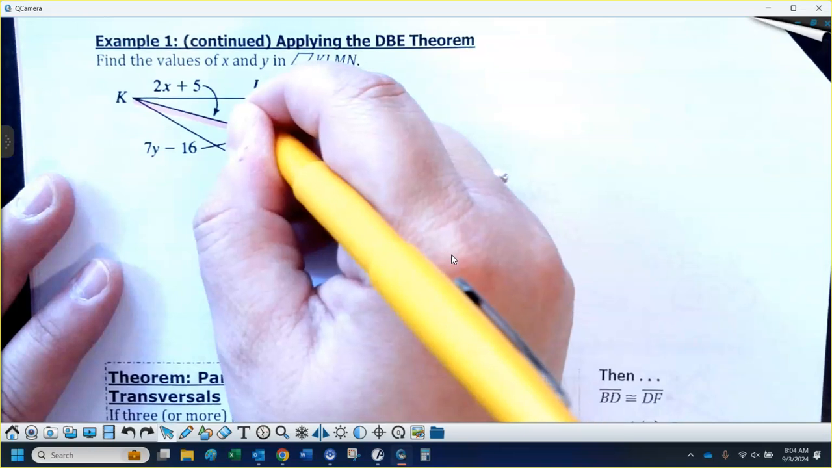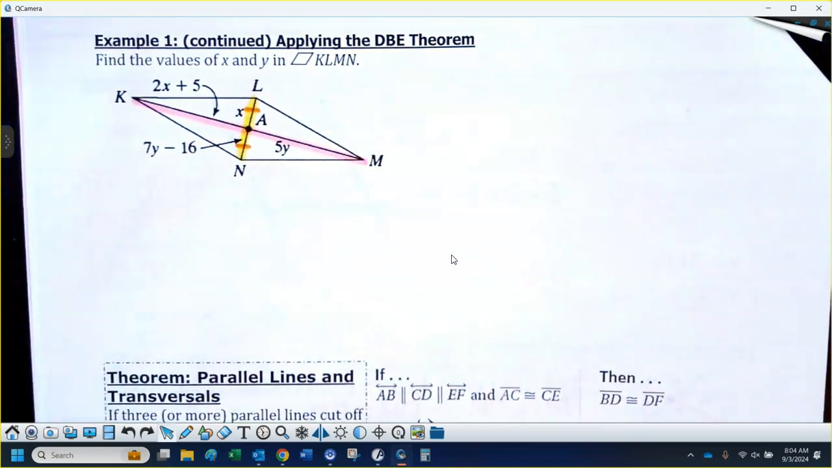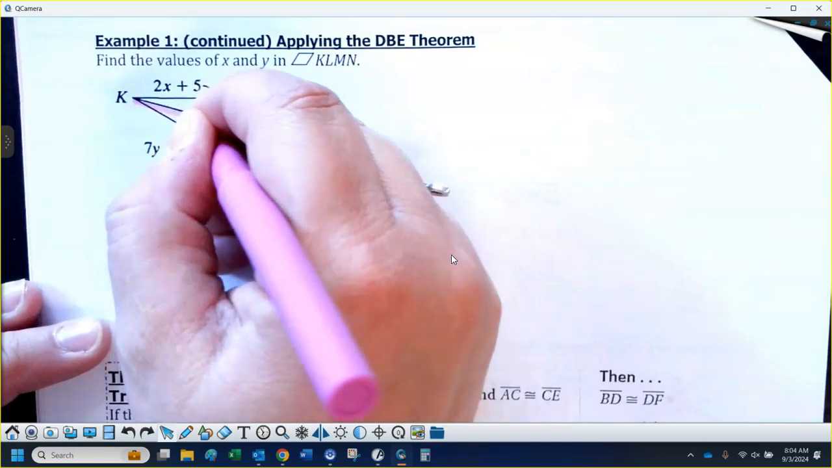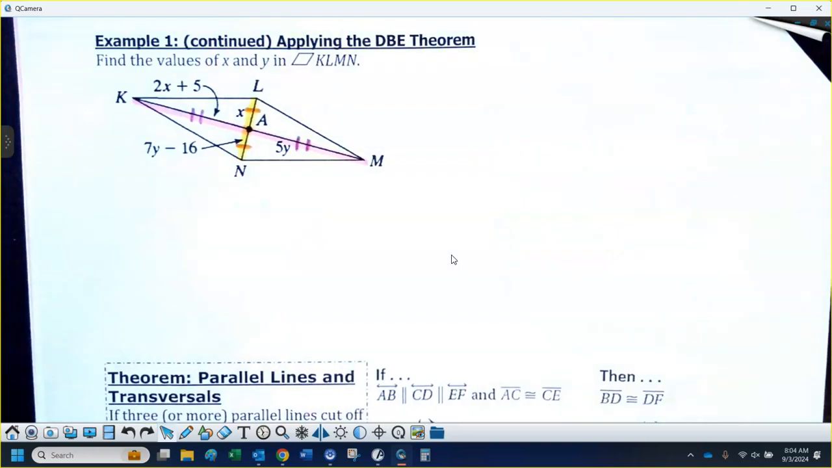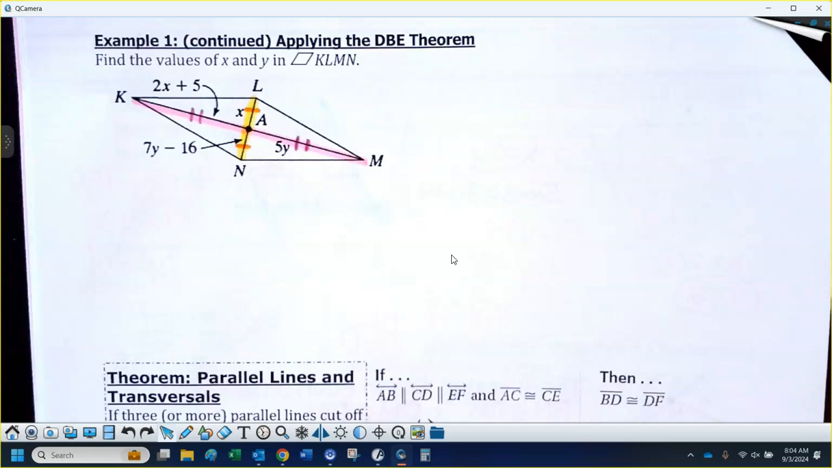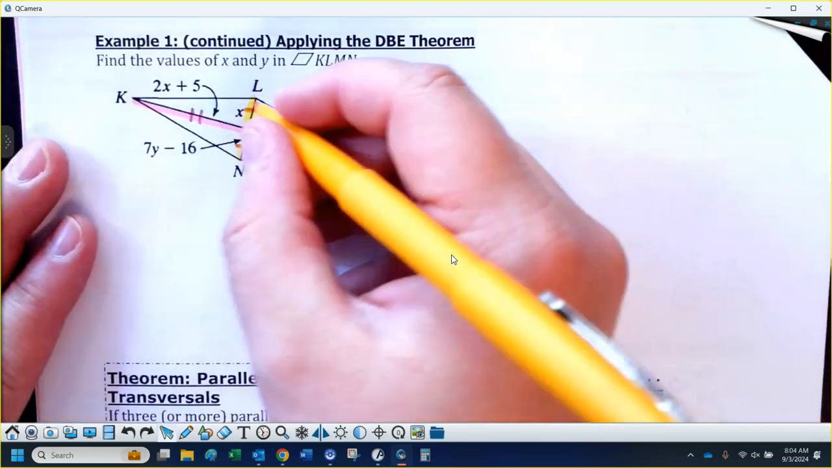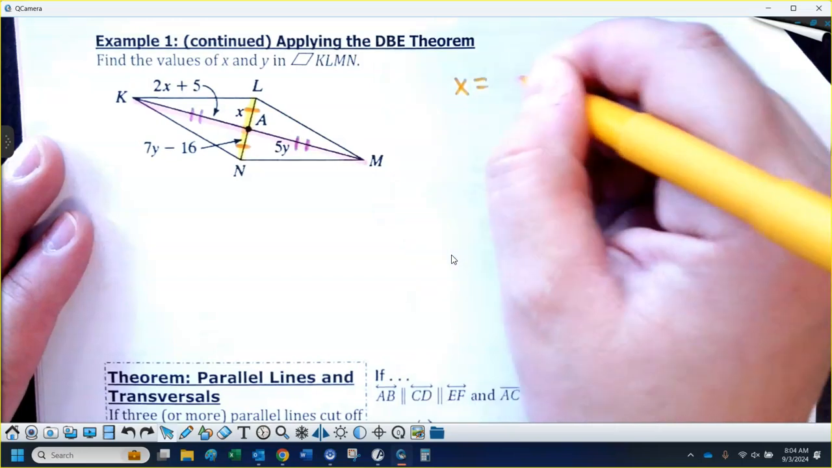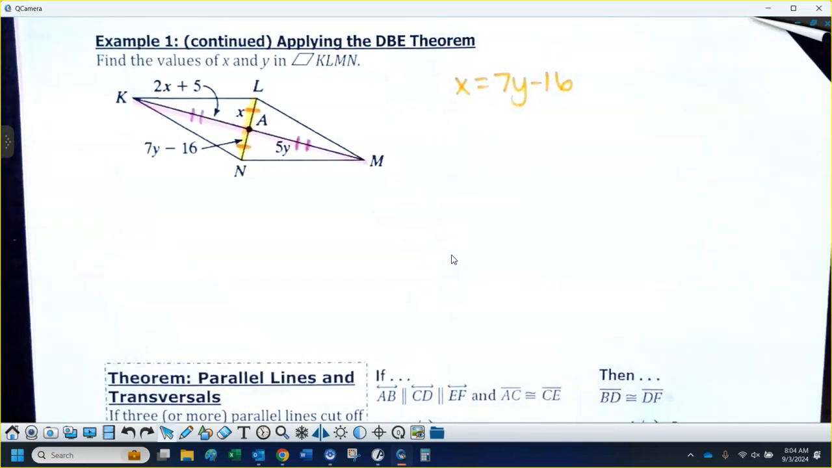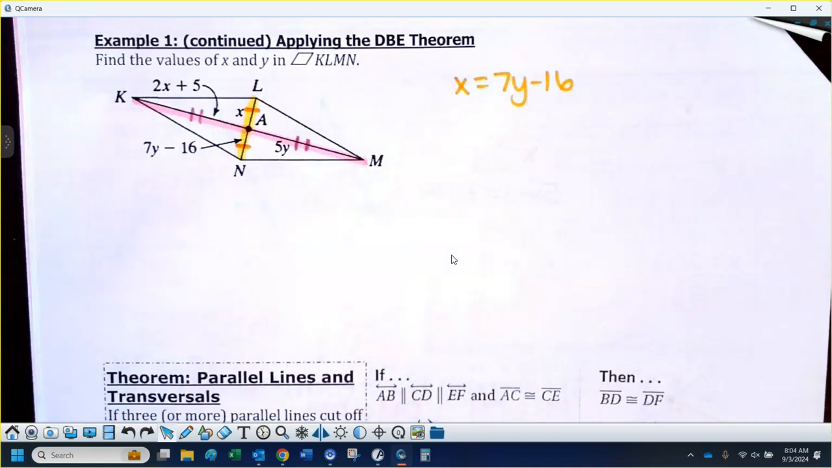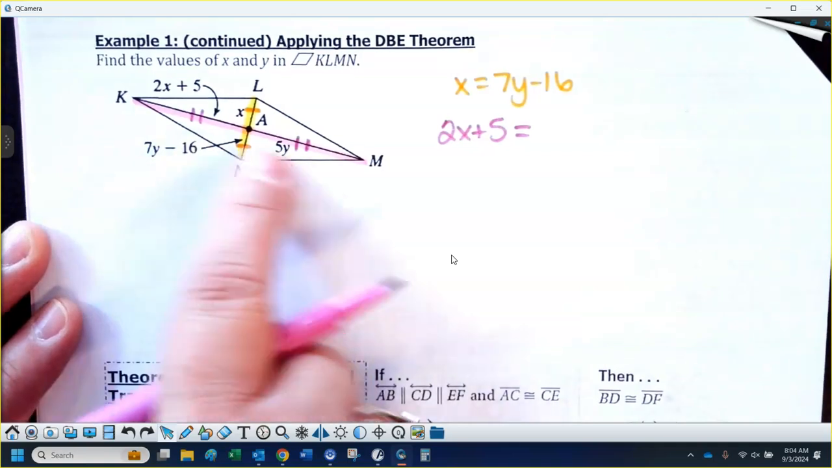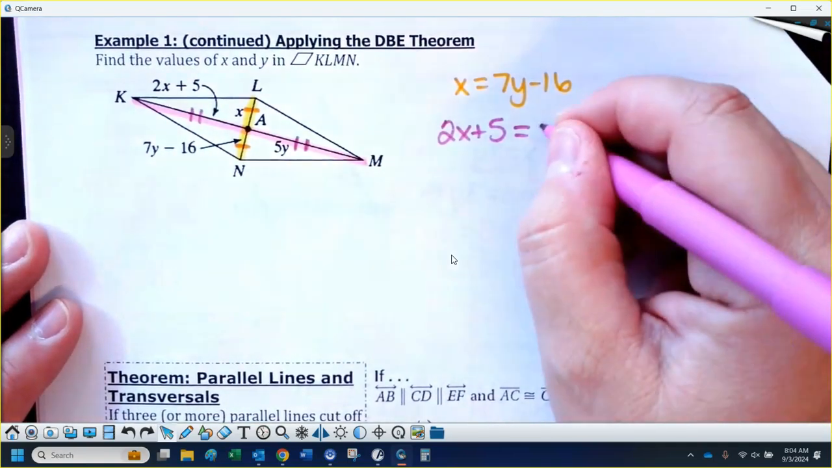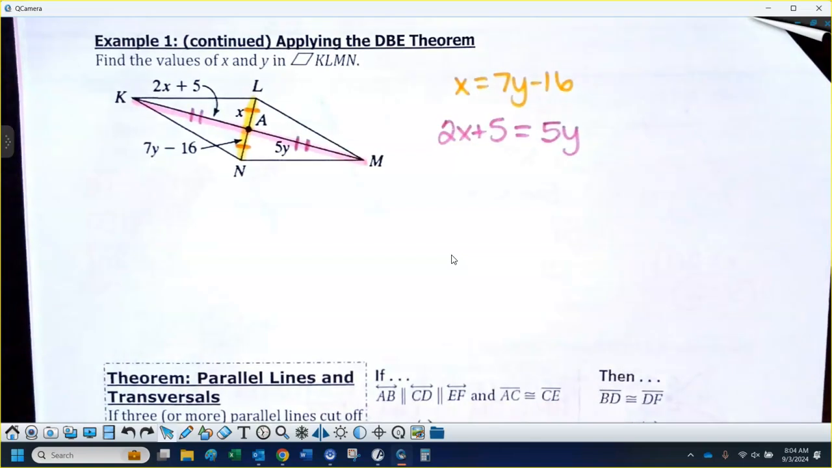So I know this piece and this piece would be equal, and I know from K to A and M to A in the middle, those pieces would be equal. So I'm just going to copy the expressions. We'll just set up a little equation. So where I have x, that's equal to the 7y minus 16. And then I've got the 2x plus 5. And that piece, because these diagonals bisect each other, has to be equal to 5y.